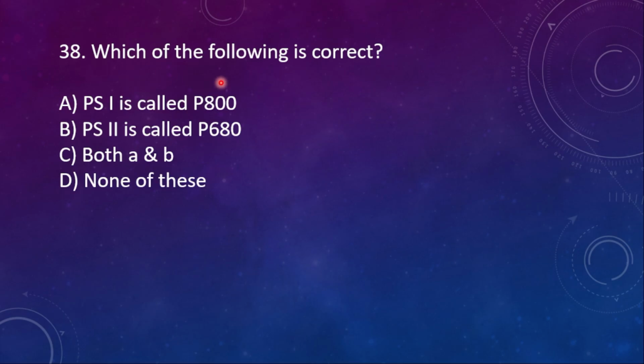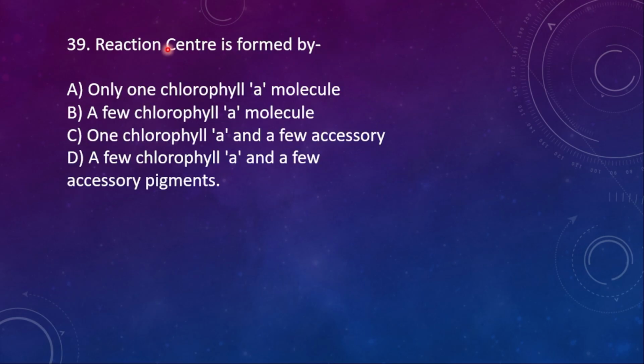38th one, which of the following is correct? Option A, photosystem 1 is called P800. B, photosystem 2 is called P680. C, both A and B. D, none of this. Here the right option is B. PS2 is called P680, PS1 is called P700, not 800.